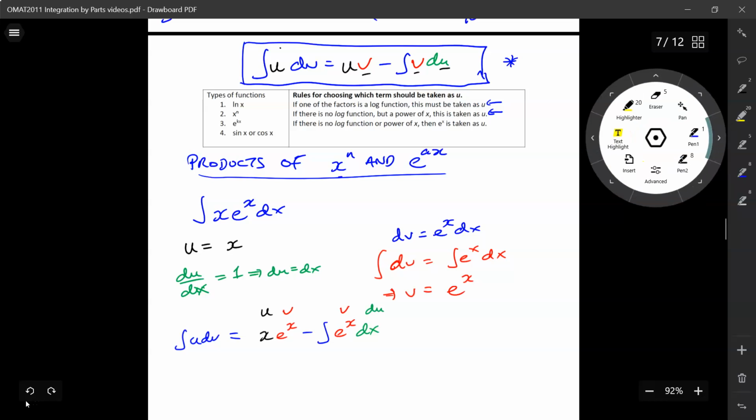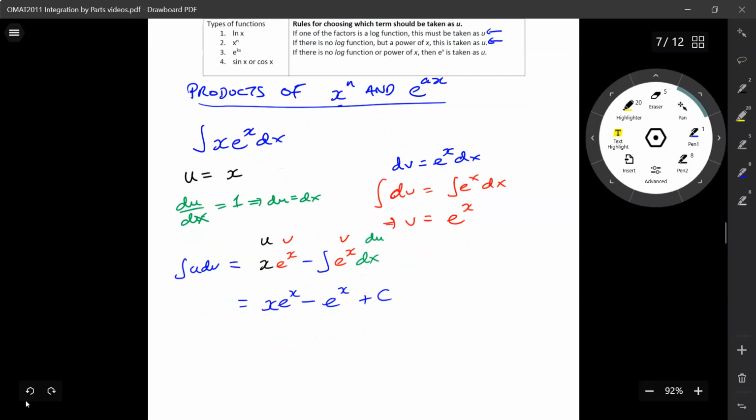If I tidy that up, that gives us x times the exponential of x minus, on the integrated side, the integral of exponential x, which is exponential x plus a constant of integration. And here we can factor out the exponential x. So it's exponential x times x minus 1, plus a constant of integration.